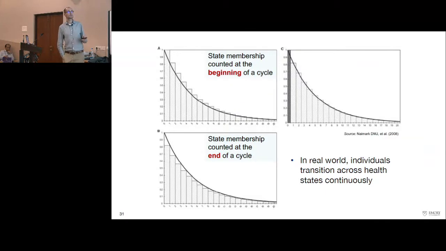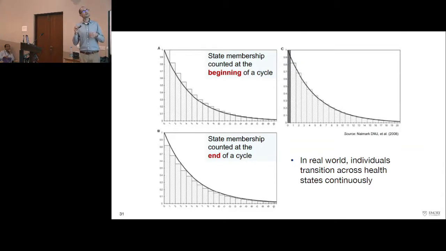And if you count the membership at the beginning of the cycle, you overestimate it, because at the beginning of the cycle, everyone's alive. So we have 100%. But there will be some people who die within the first year. Because we measured membership in the alive health state at the first moment of the cycle, we overestimated how many people were actually alive over the entire cycle. On the other hand, if we measure how many people are still alive at the end of the first year, we would underestimate it, because people were slowly dying, one by one. It doesn't happen that everyone would die either at the very beginning or at the end. People just transition from one health state to another continuously, somewhat.